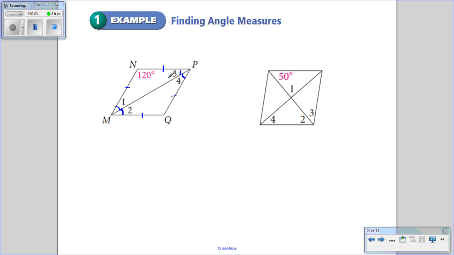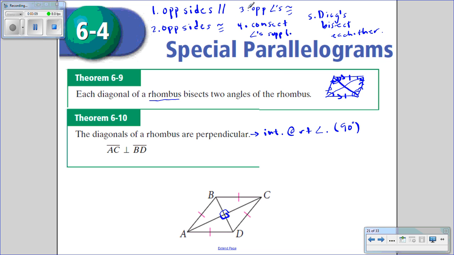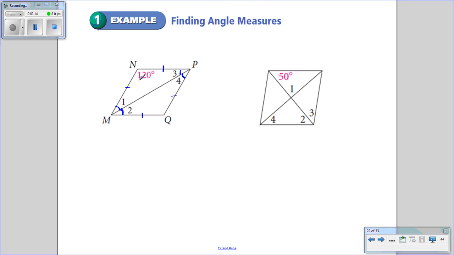Now, a previous concept: opposite angles of every parallelogram are congruent. So if angle N is 120, I know this is also 120. Now, if I were to take out that triangle where you have 120 degrees, this is angle 1, this is angle 3. Both of these sides are congruent, which is marked. So this is an isosceles triangle.